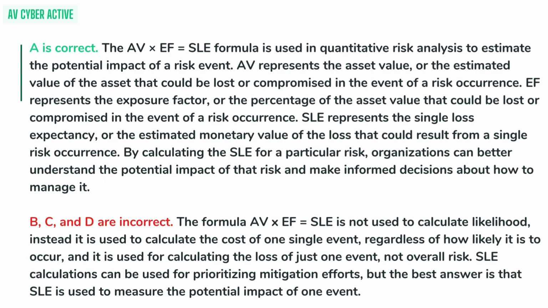B, C, and D are incorrect. The formula AV times EF equals SLE is not used to calculate likelihood. Instead, it is used to calculate the cost of one single event, regardless of how likely it is to occur, and it is used for calculating the loss of just one event, not overall risk. SLE calculations can be used for prioritizing mitigation efforts, but the best answer is that SLE is used to measure the potential impact of one event.